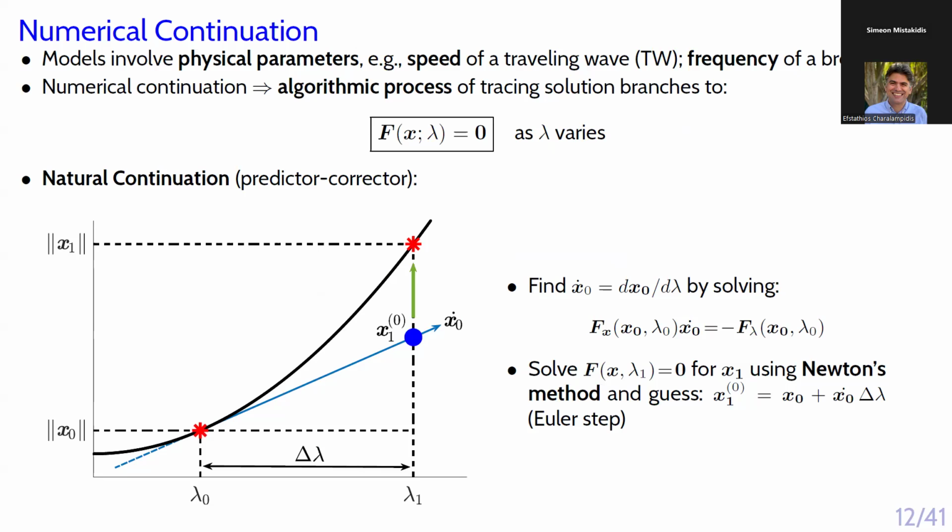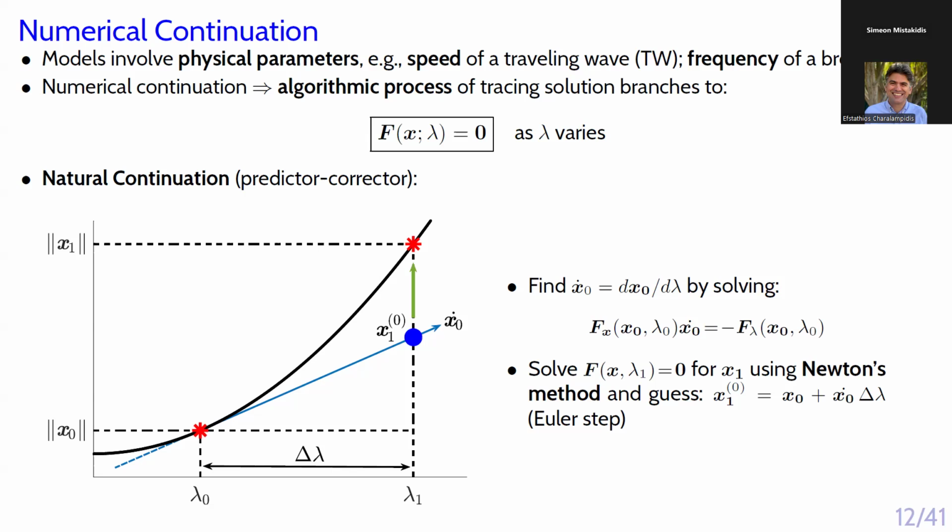I'm going to move along the tangent of this curve in the norm x lambda plane, and then I'm going to use this tangent prediction as a guess for my Newton solver. Then I'm going to do a correction using Newton's method, and find the solution on that branch. That is widely known as sequential continuation or a predictor corrector.